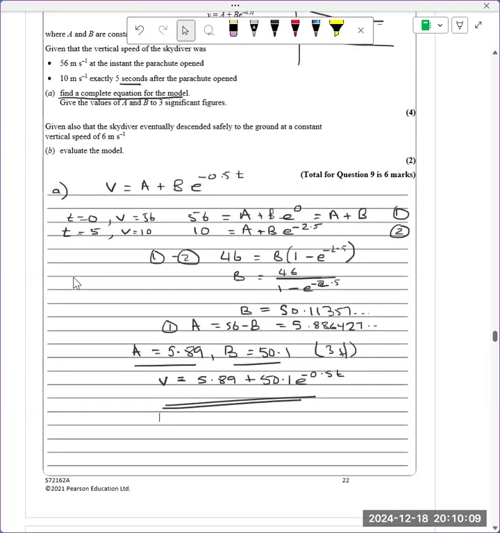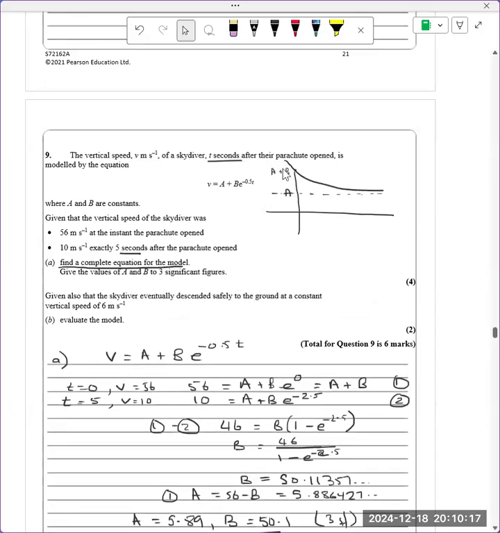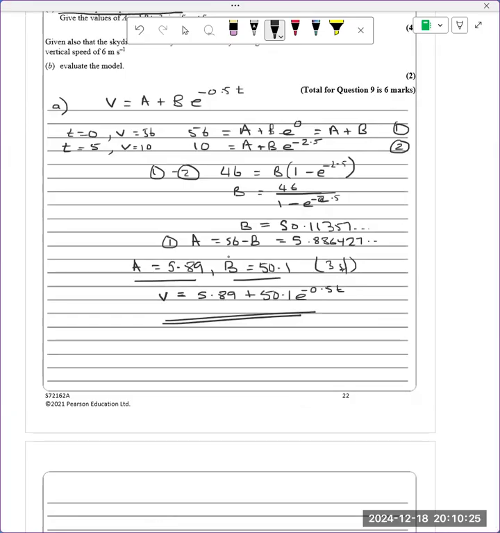Right, given that the skydiver eventually descends to the ground at a constant speed of 6, evaluate the model. So that's referring to this thing I did up here, right? So the asymptotic value is the value of A. So all we need to say here is, according to the model, V decreases towards 5.89 meters per second, which is very close, sorry about my writing, to 6.